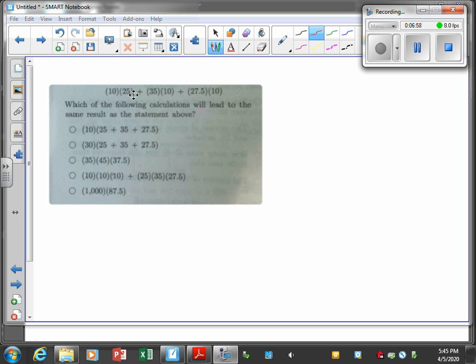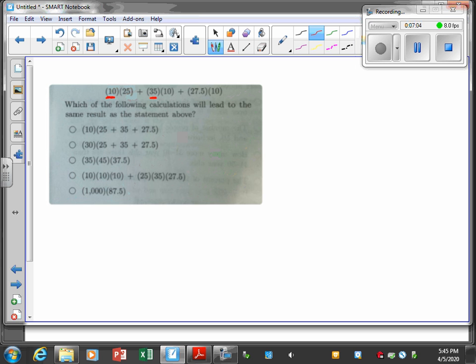if you pay attention to it, this one has 25 multiplied by 10, 35 multiplied by 10. Shoot, erase the wrong one. 35 is multiplied by 10, and the 27.5 is multiplied by 10. So you can see that 10 is distributed to all of those. So in this case, that's saying 10 multiplied by all of the other ones when they're added together. So that's using the distributive property.